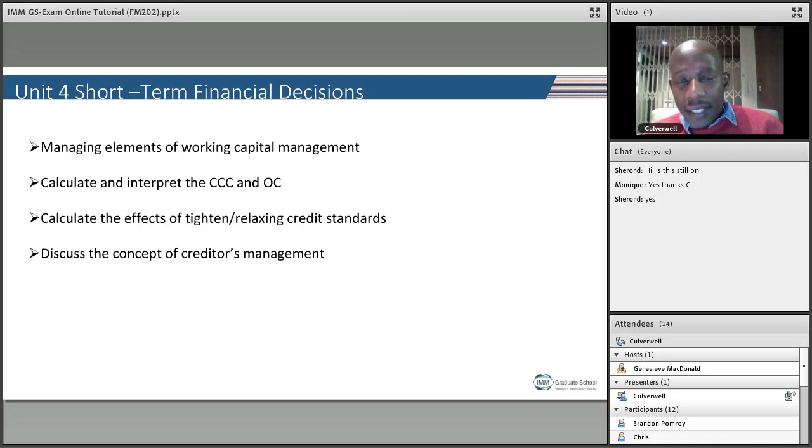So when you are relaxing credit standards, it means you are going to increase the 45 days, let's say, to 60. But when you tighten credit standards, you'll be moving from 45 days, maybe coming down to 30 days. You need to see the effects, so there will be four important components there. The first one being, what will be the effect when we tighten credit standards?